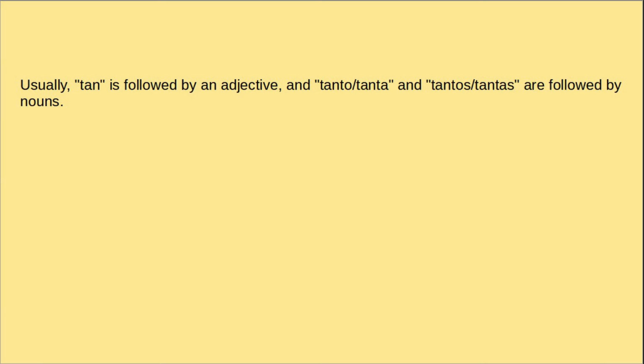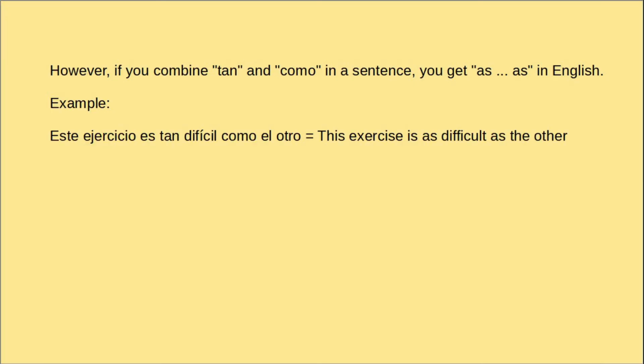Usually, tan is followed by an adjective, and tanto, tanta, and tantos, tantas are followed by nouns. However, if you combine tan and como in a sentence, you get as, something in between, as in English. Example. Este ejercicio es tan difícil como el otro. This exercise is as difficult as the other.